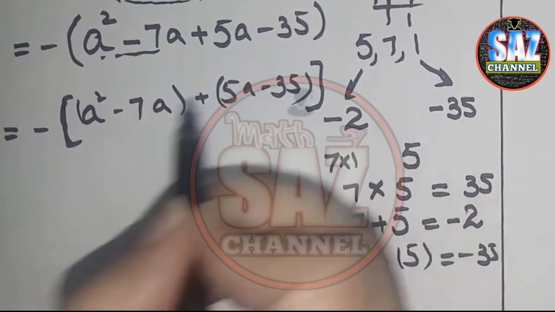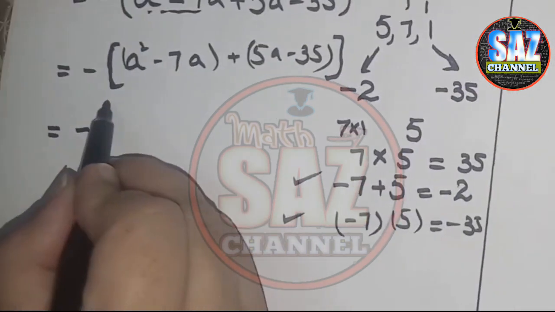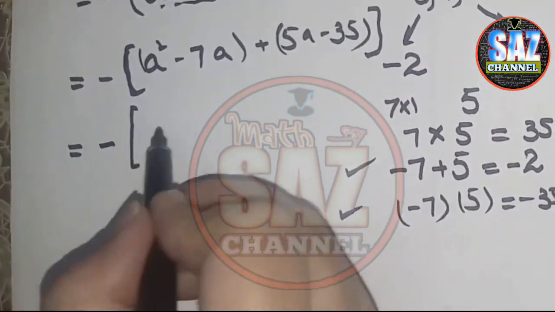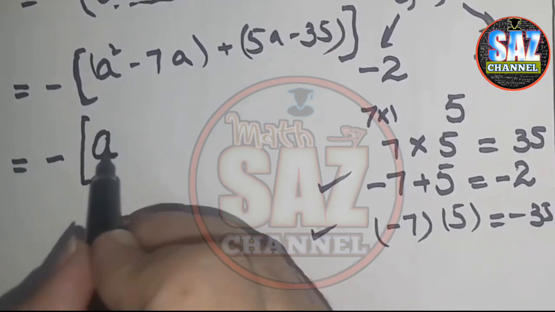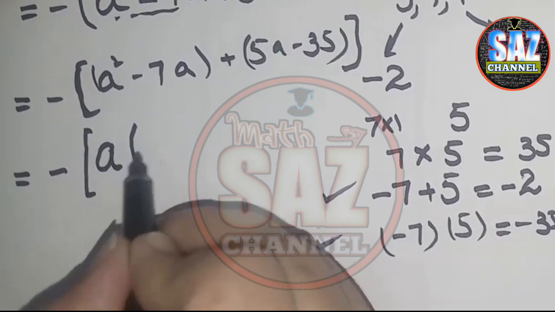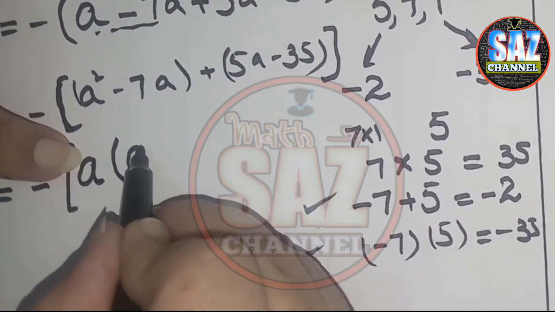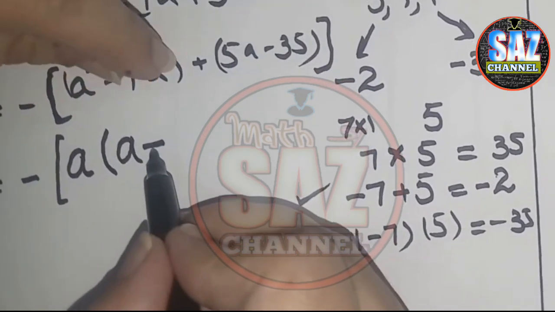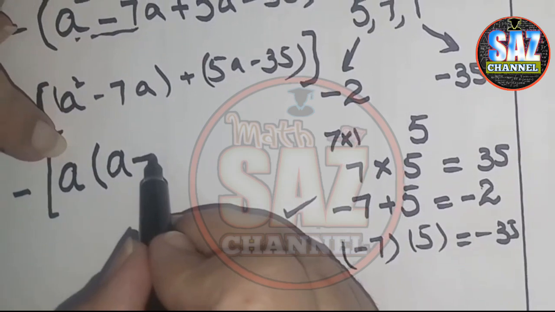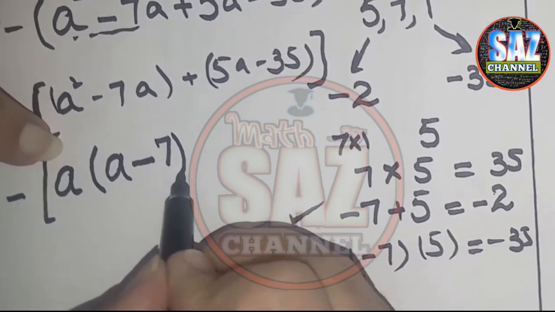Each group will have some number or letter common. The first group has a as a common factor. I have to pull it out and then put the bracket. From a square, a has been taken out and I write a. Then I copy the sign as it is. From 7a, a has been taken out and I just write 7 here. I hope this step is clear to you.